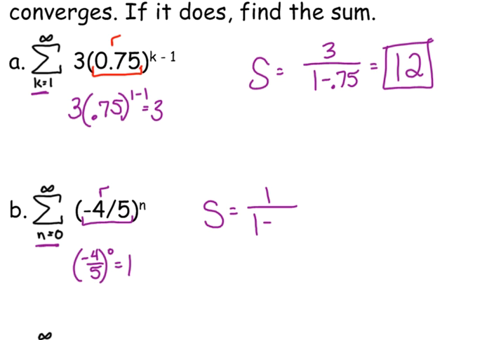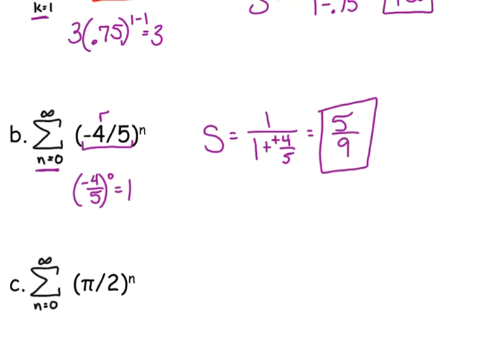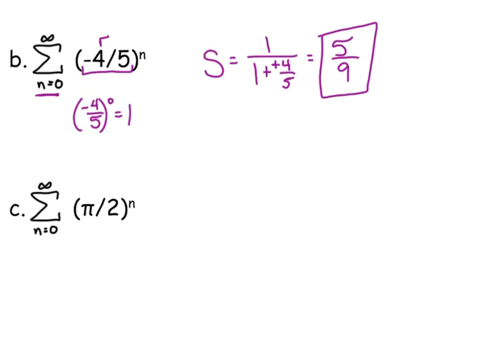1 divided by 1 minus the common ratio. Subtracting a negative, same as adding a positive. 1 plus 4/5 would be 9/5. 1 over 9/5 equals 5/9. Yes, I expect you to be able to do stuff like that without the calculator. It's the expectation. It's not necessarily required.